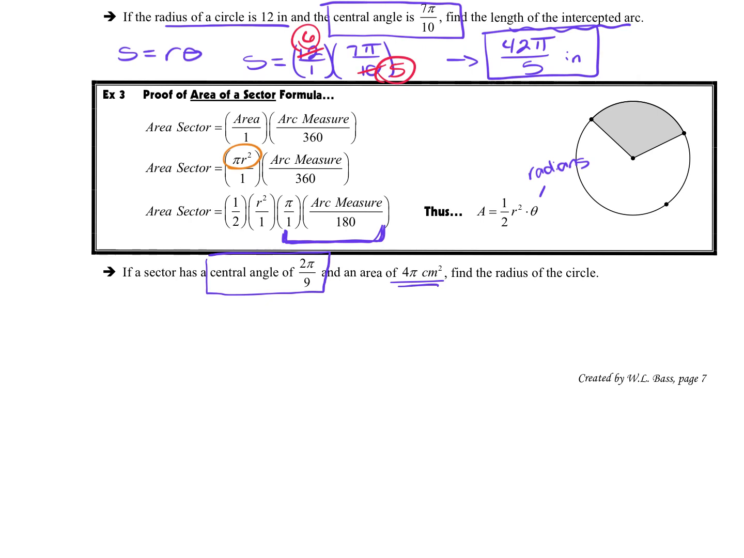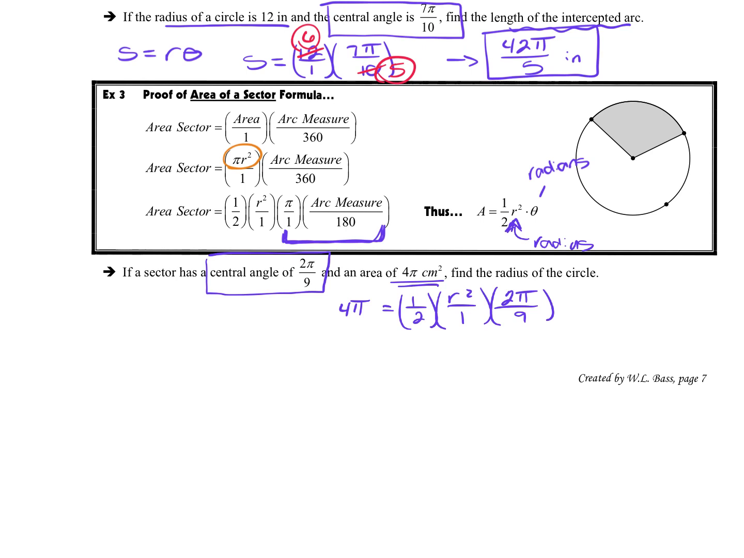So I'm going to now use this new formula. If you want, you can give yourself a reminder that the r here is going to be the radius. Okay, and that's what we're solving for. So now what we're going to do is just substitute that in. We're going to say 4 pi, that's what we know the sector is. We're going to fill in our 1/2. We're going to go ahead and fill in our r squared because we don't know what it is. And then we're going to fill in the measure of our angle in radians, 2 pi over 9.